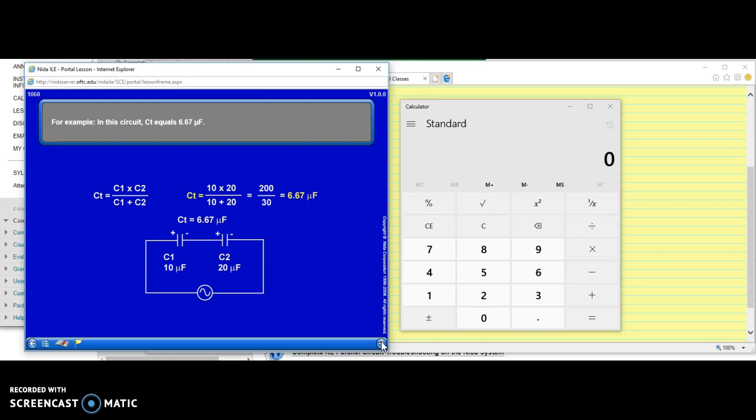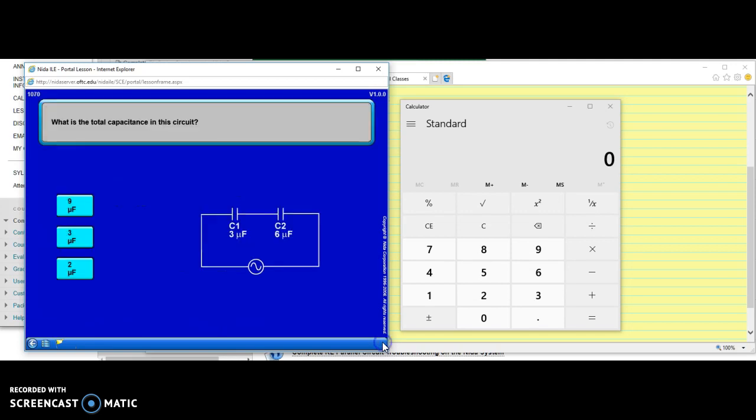I'm not going to go through every step. You can pause the video and actually do that math. But basically 10 times 20 over 10 plus 20 gives us 200 over 30, which ultimately gives us that value. So you should know product over sum by now. If not, we missed something in DC. It'd be a good time to revisit that as well.